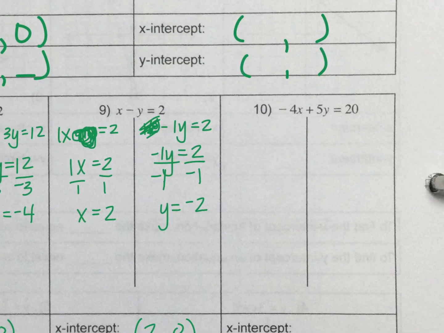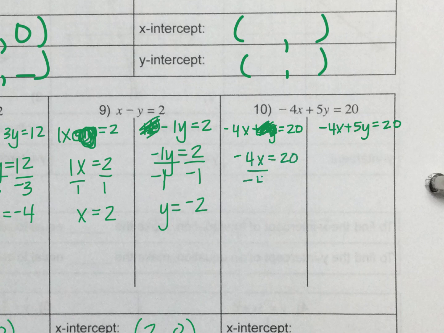Let's do one more. Write them twice. All right, I'm going to make the y a 0, so that makes 5 times 0 is 0. That goes away. Negative 4x equals 20. Just do a quick division. X is negative 5. Same thing over here. If that's a 0, that goes away. 5y equals 20. Y equals 4. So I have 2 points.